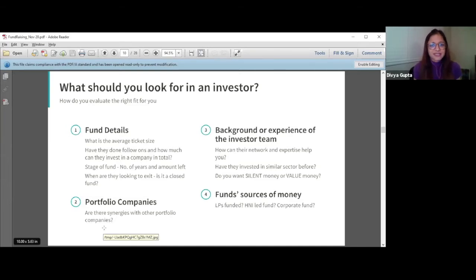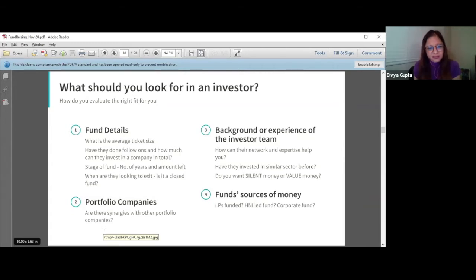If it is a closed fund, it essentially means that you will have to return the capital back in 7 or 10 or whatever year the fund tells you, which essentially means you will have to start your exit planning for your investor by year 5, so on and so forth. So are you ready for that? Is your company ready for that? Are you too new? Are you too young? Do you even want to start focusing on investor exits or even selling your companies by year 4 or 5? So this is something you should look at.